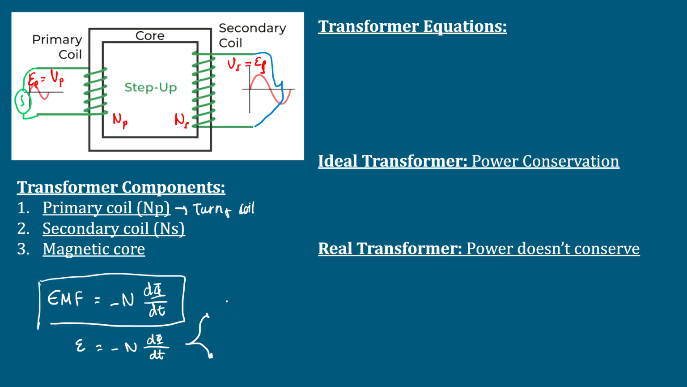Yeah, so the first one is epsilon P, which represents the primary coil, is equal to minus NP d phi per dt. Talking about the d phi per dt itself, this is the change of the magnetic flux per time. So we can first remember the concept of electromagnetic induction.